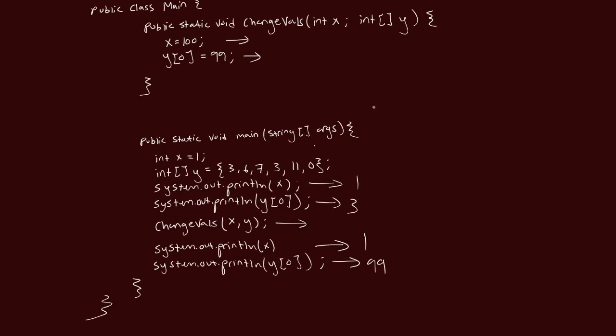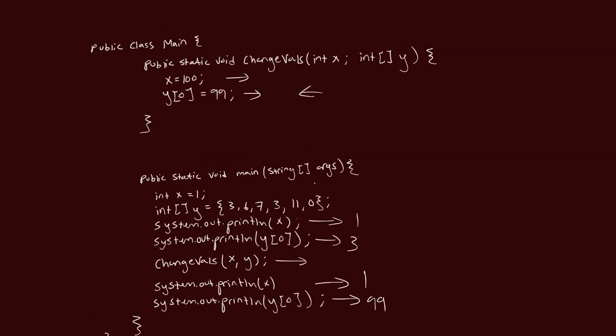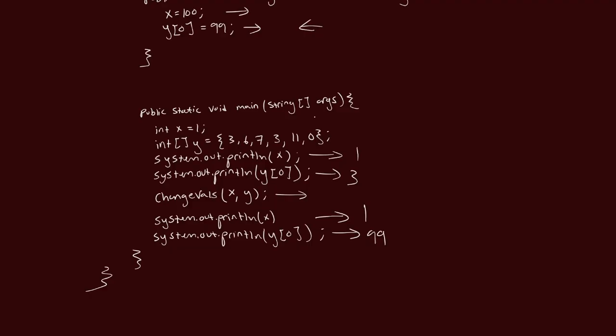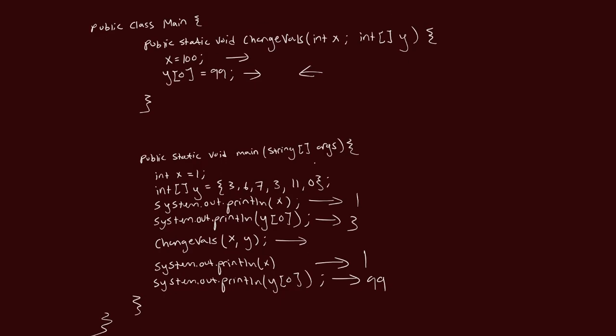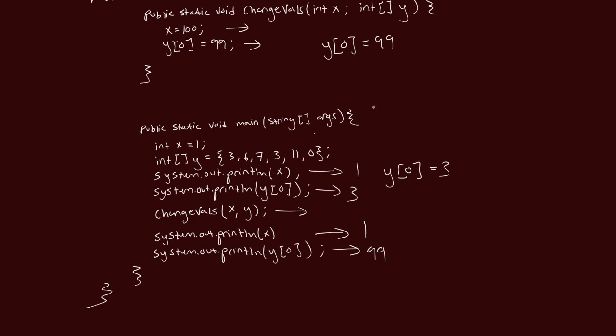So for a value like x, when we enter our method, it changes x to be 100, but when we leave our method, it reverts x back to 1. But for an array, if we are changing a certain index of our array inside a method, it changes that value inside our main method as well. Before we called change vals, our y of 0 was 3. The second we entered change vals, our y of 0 is 99, and it doesn't revert back to 3 when we leave it. So here, our y of 0 is still 99. Okay, so that's important to know.